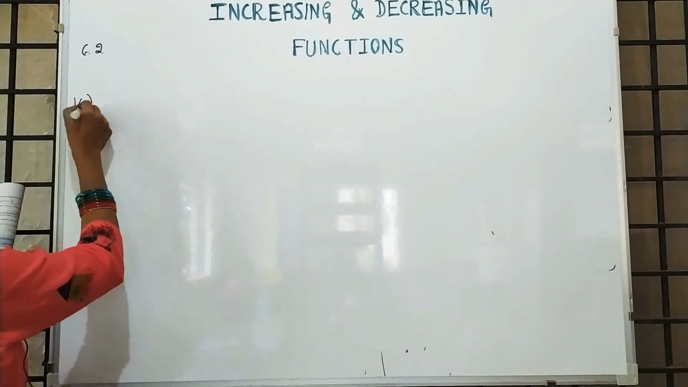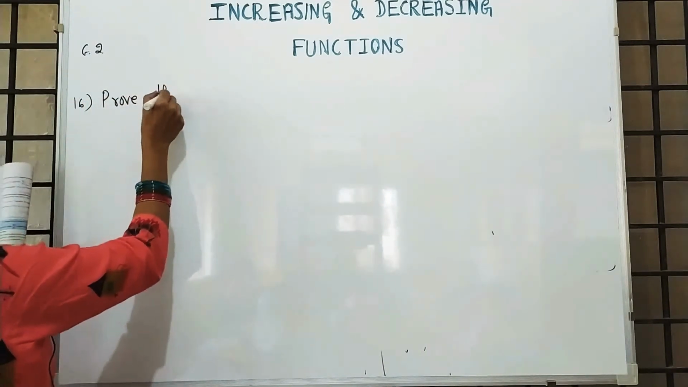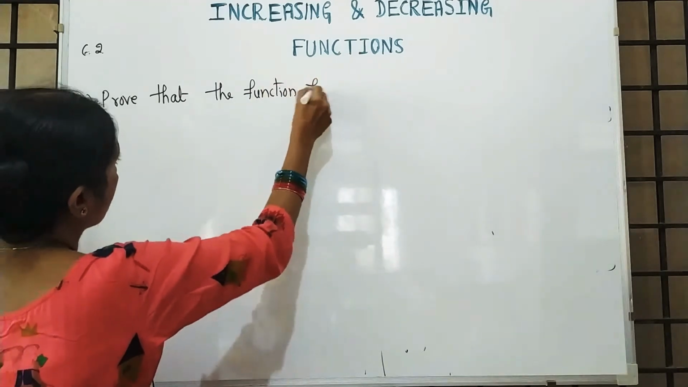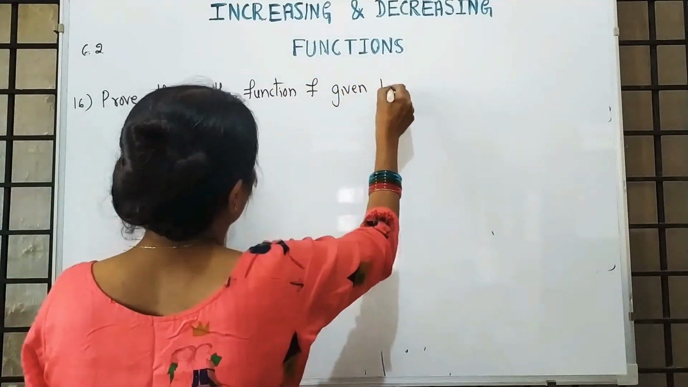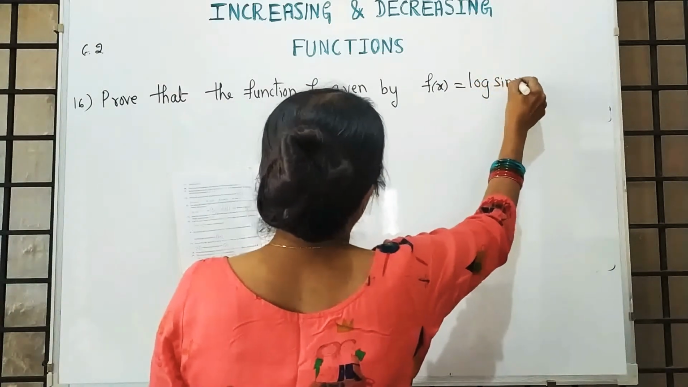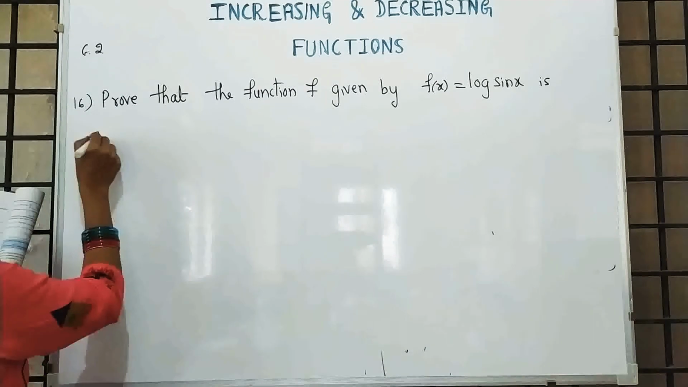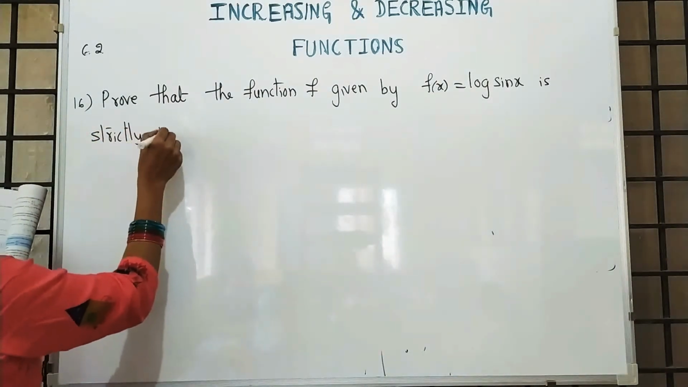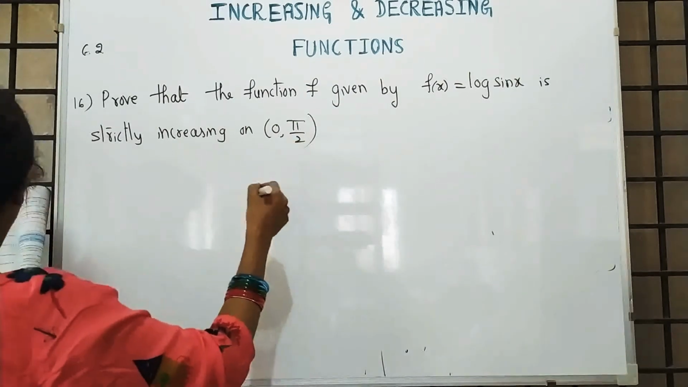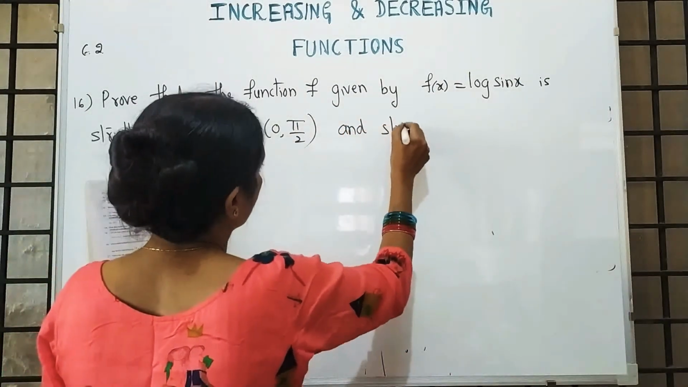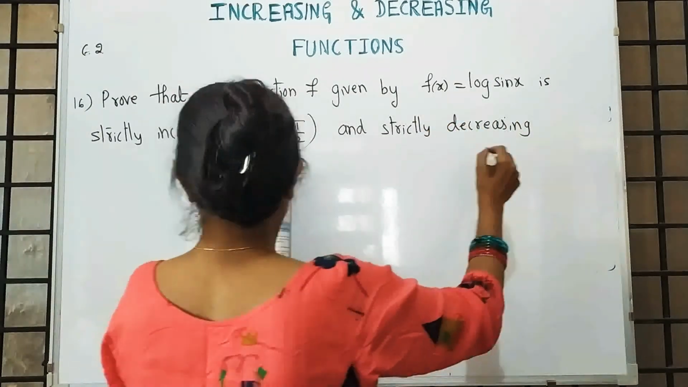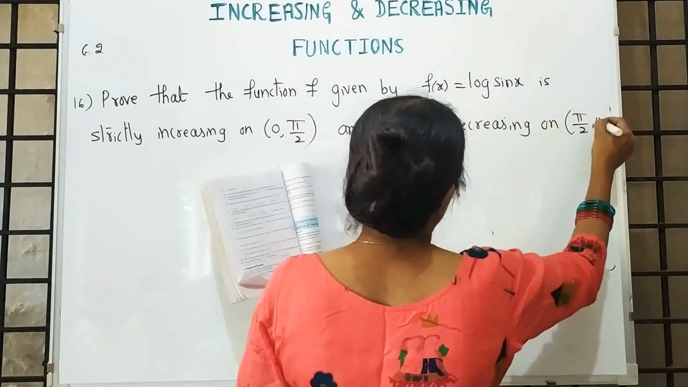Question number 16. Prove that the function f given by f of x is equal to log of sin x is strictly increasing on 0, pi by 2 and strictly decreasing on pi by 2 to pi.